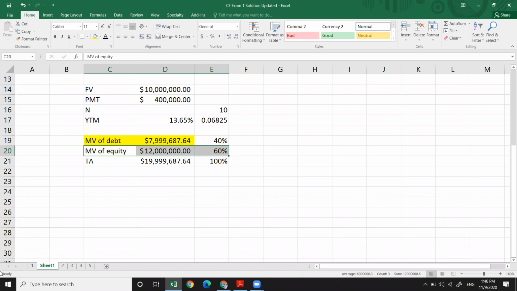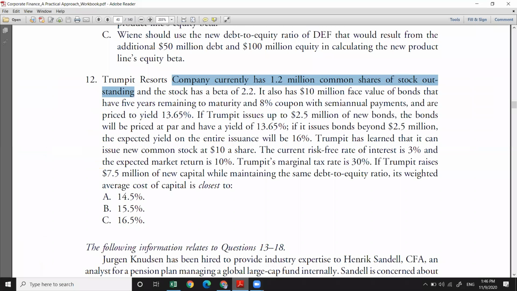Okay, now let me read the question. I'm a bit lost. 2.5 million of new bonds, and if it issues... So, if Trumpet raises 7.5 million of new capital while maintaining its debt equity ratio, its weighted average cost of capital should be equal to... So our cost of debt should be.